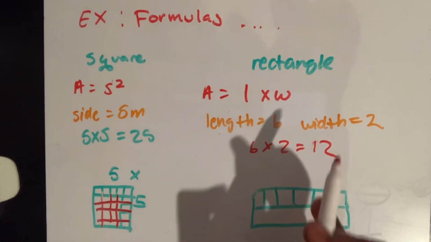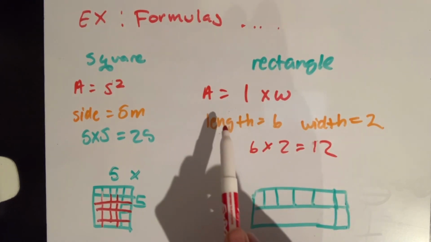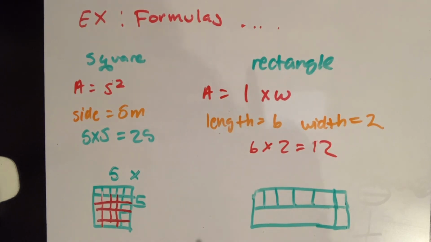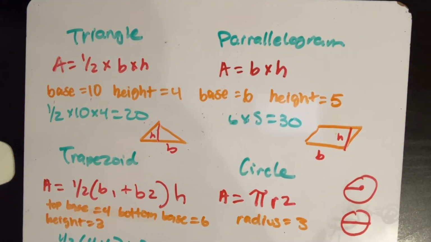For a rectangle, our formula is area equals length times width. If our length is 6 and width is 2, we do 6 times 2 to get 12. Let's try it out. 1, 2, 3, 4, 5, 6, 7, 8, 9, 10, 11, 12. Let's try it out with a few different shapes.